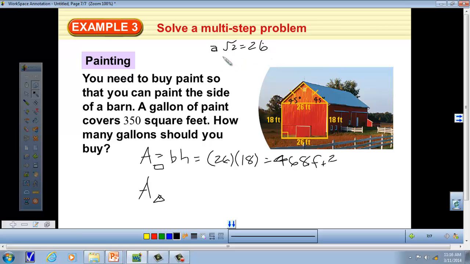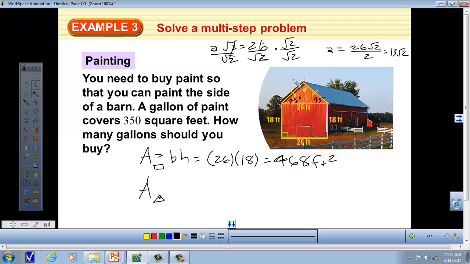And if we divide both sides by rad 2, we get A is equal to 26 over rad 2. If we multiply both top and bottom by rad 2, we end up with A is equal to 26 rad 2 over 2. But remember, the 26 and the 2 can simplify, so we get 13 rad 2.